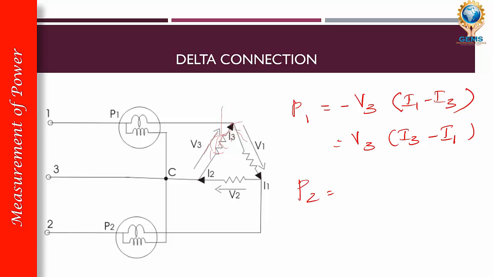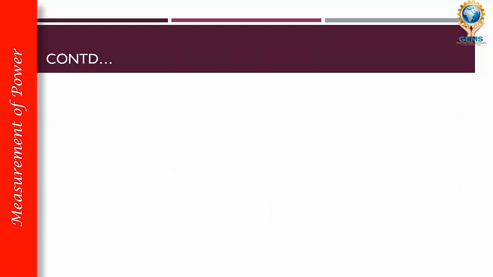Okay, now how do I write P2? P2 is nothing but V2 into I2 minus I1. So it is very easy to remember the equation. When I write for V3, start with I3. So I3 minus the other current I have, which is I1. And similarly, when I write the equation for V2, start with I2. So V2 into I2 minus another end I have, I1. So another end of I3 is I1, so I3 minus I1. Another end of I1 is I3. So I2 minus I1.